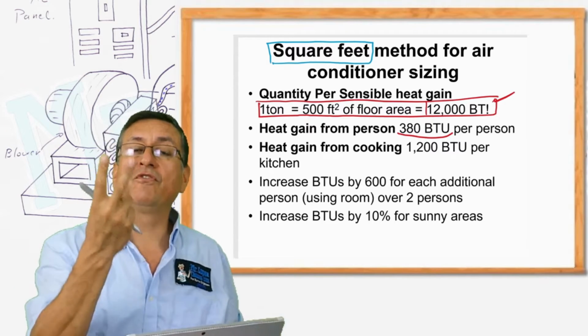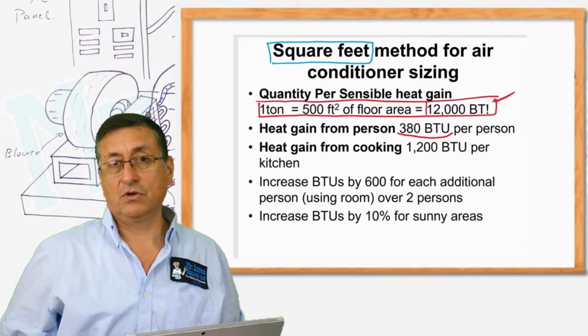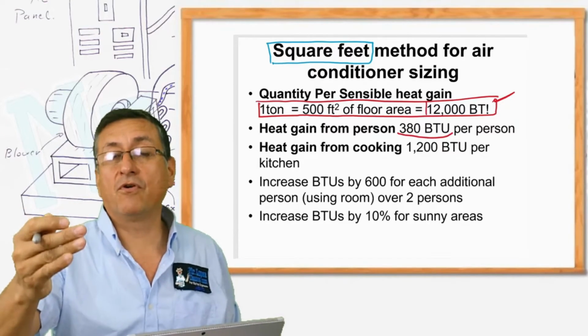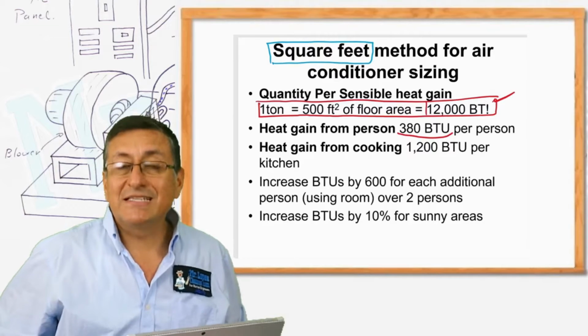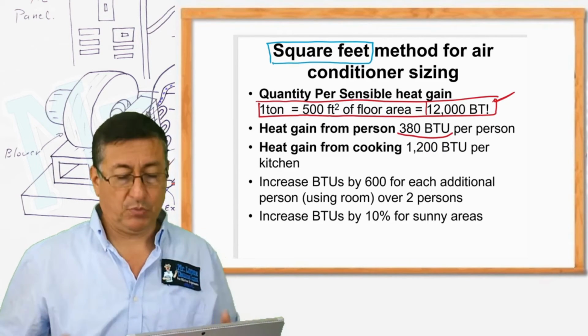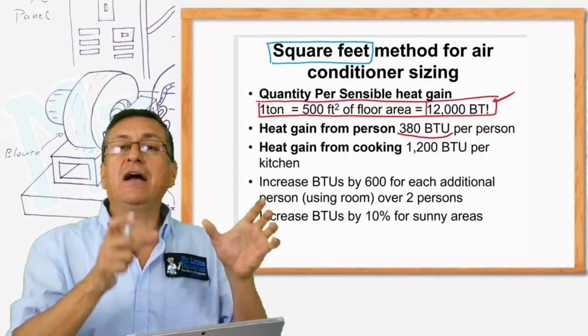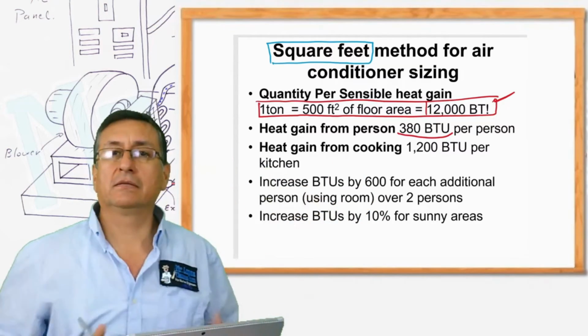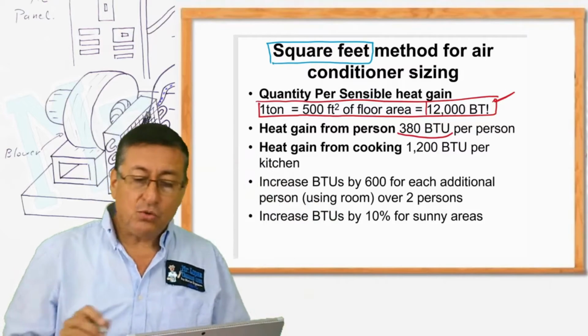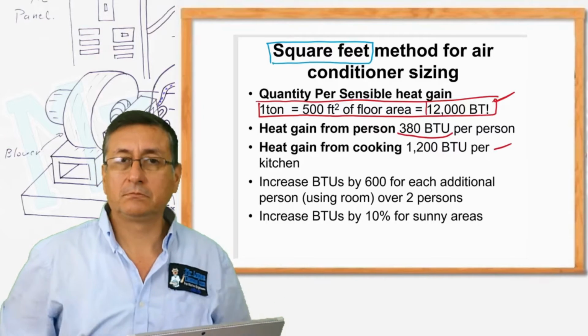For the first 2 persons, you add 380 BTUs. For the other additional 4 persons, you add 600 BTUs per person. Right now we are going to do that example. And if this area includes the galley, the kitchen, I am going to add 12,000 BTUs per each galley.